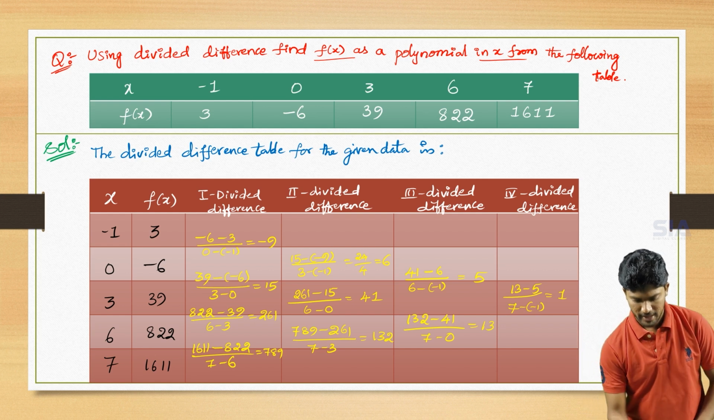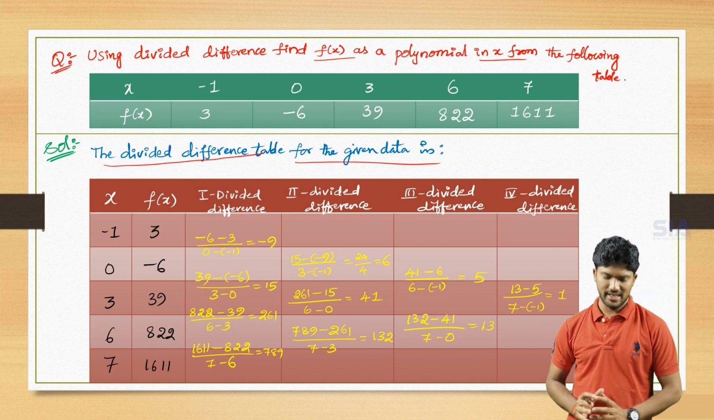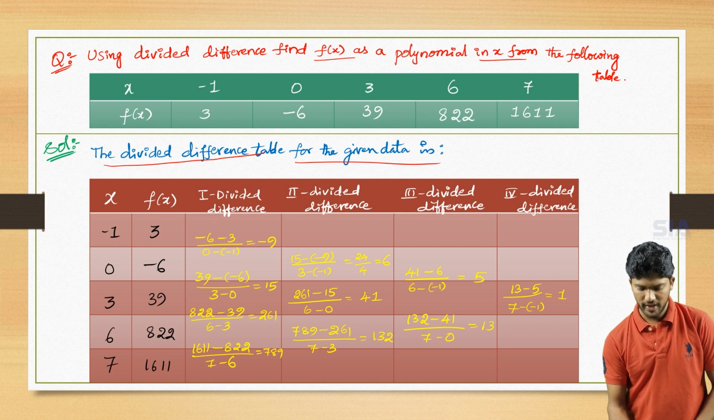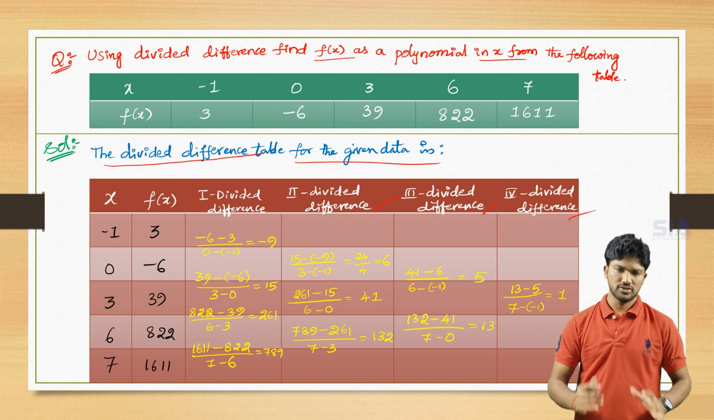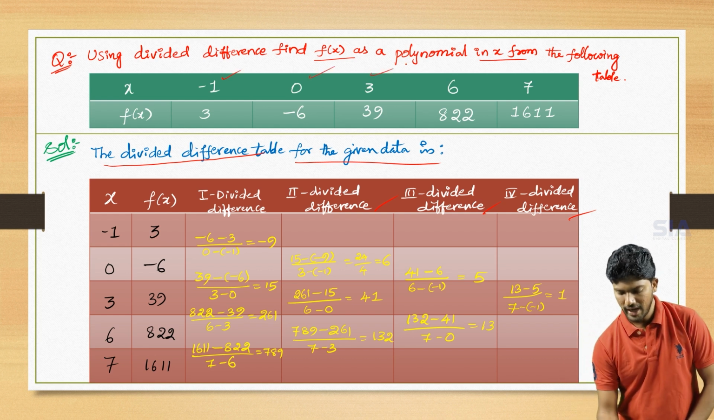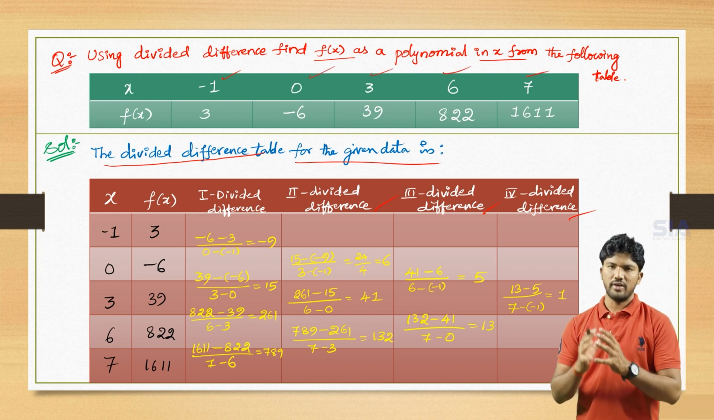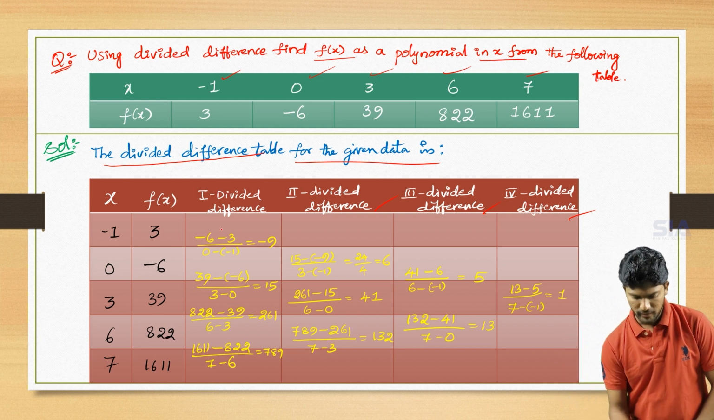Okay, so therefore see the solution. The divided difference table for the given data is: x, f of x, first divided difference, second divided difference, third divided difference and fourth divided difference. So we can make up to them. If you observe carefully here, a total of 5 values are there. We can make the table up to the fourth divided difference. So therefore, you know very well.